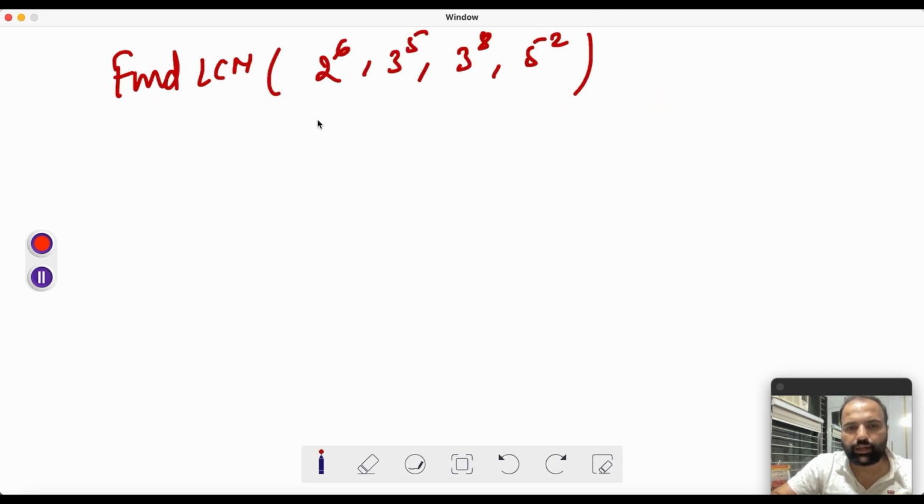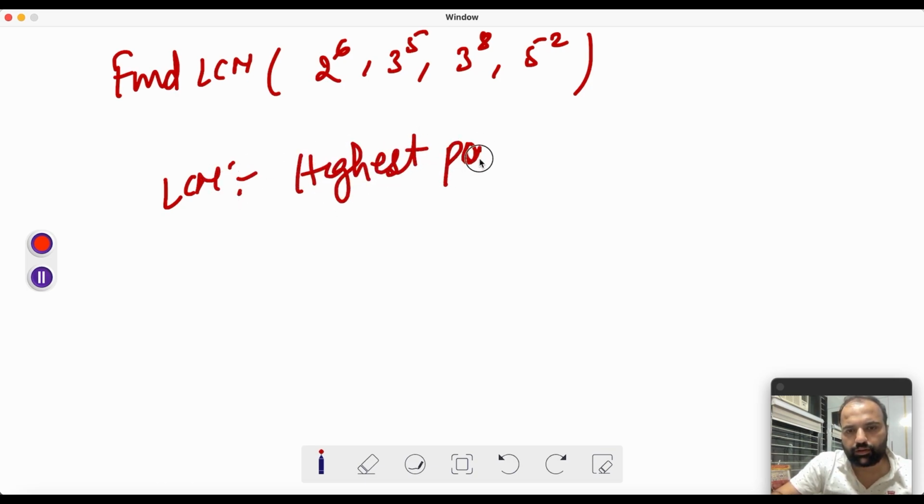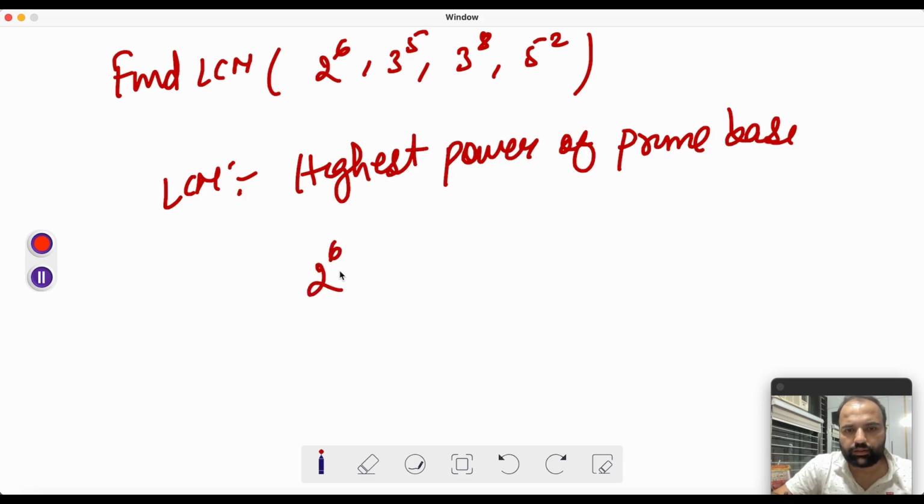We'll do one more question. So again, what would be the LCM? LCM always takes the highest power of the prime base. So the LCM would be 2 to the power 6 into 3 to the power 8 into 5 to the square. Okay, now we'll do another concept.